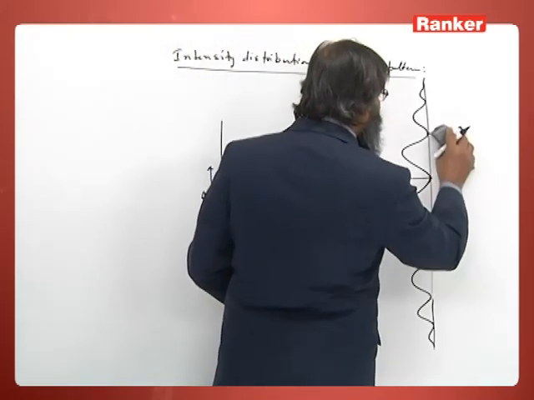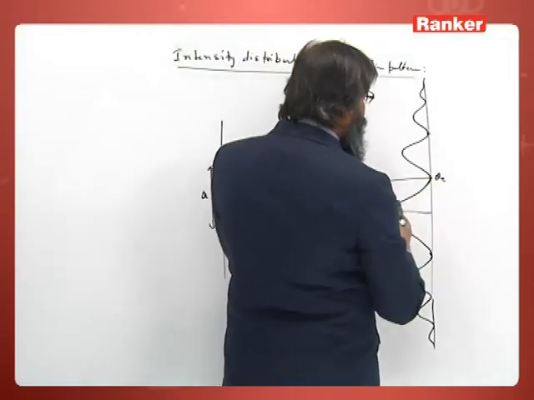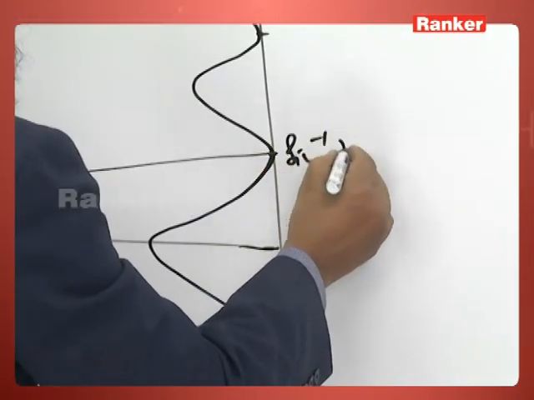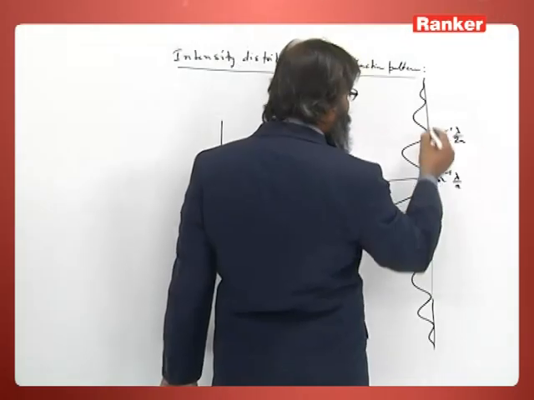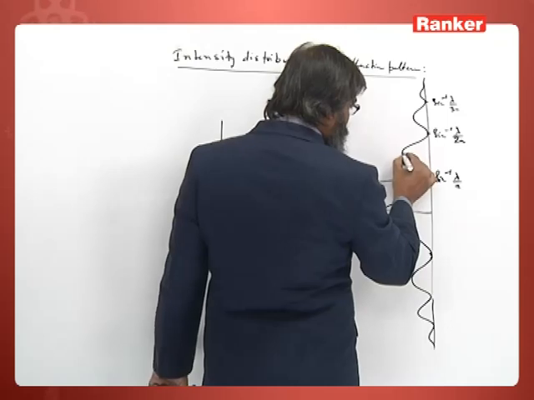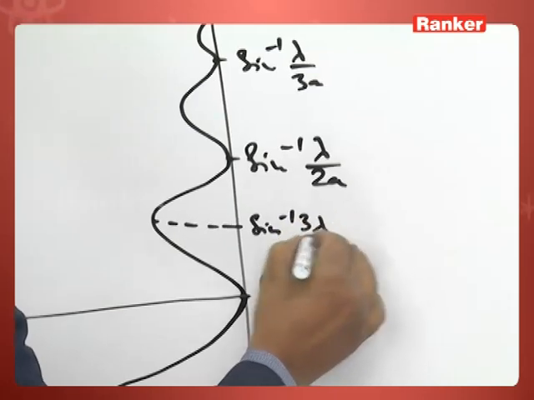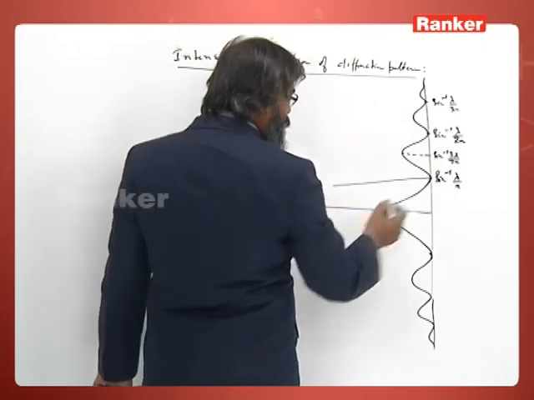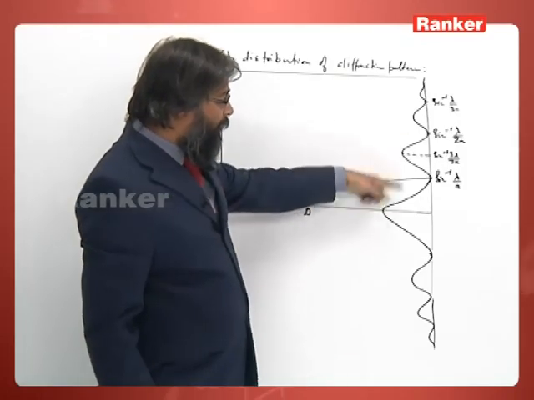So for this you can write the angular position theta as sin inverse lambda by A. These are the minima: sin inverse lambda by A, sin inverse 2 lambda by A, sin inverse 3 lambda by A. The location of the first maxima we have seen was sin inverse 3 lambda by 2A, and accordingly the others will follow. So these are the locations of minima, and the fringes will be non-uniformly distributed.